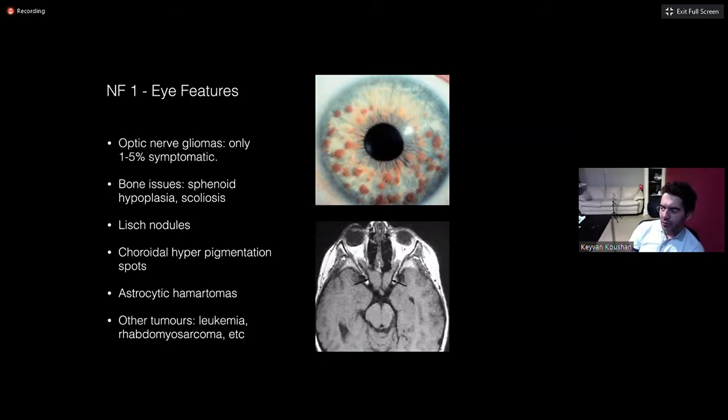And then these choroidal lesions, hyperpigmentation on the choroid. I guess similar to Lisch nodules on the iris, they get the same thing on the choroid. It's the same uvea really, so I guess that would be the same thing. I've never seen that, but I've seen lots of Lisch nodules. Astrocytic hamartomas, again, similar to what you see in tuberous sclerosis, but not as prominent. It's not a prominent feature of neurofibromatosis. And then leukemia and rhabdomyosarcoma. This is also a cancer, but very specific things usually.